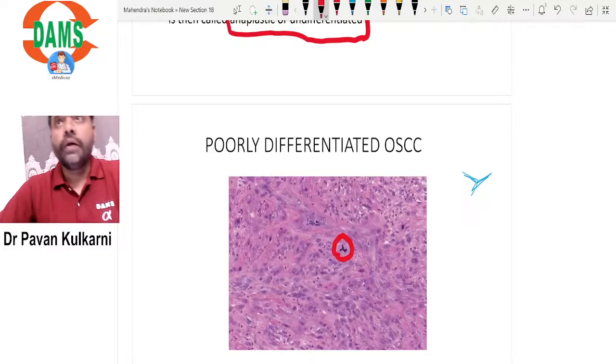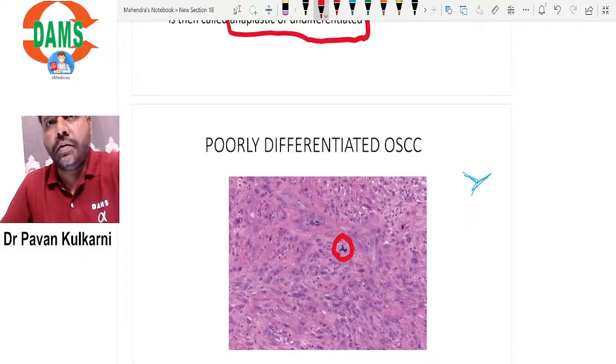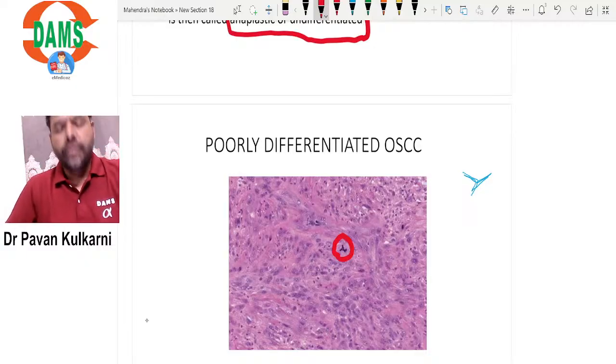Look at the abnormal cells here. The abnormal cells basically are showing all the features of dysplasia. Dysplasia.